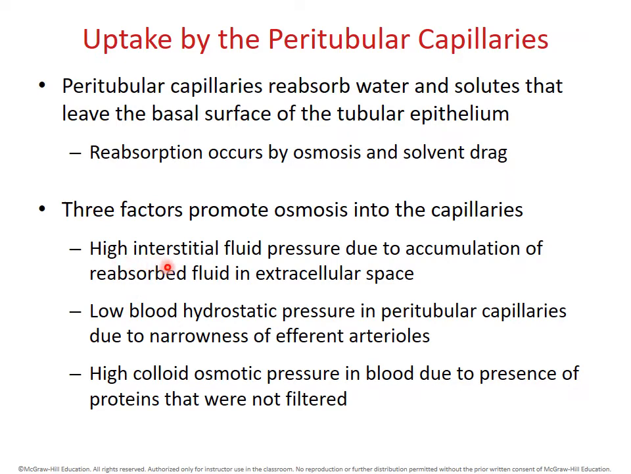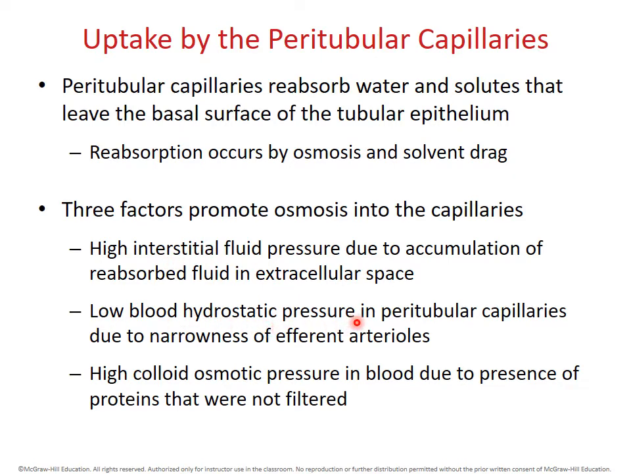There is high physical pressure, hydrostatic pressure, in the interstitial space because of the accumulation of the fluid in that extracellular space. So on the basal side, on the side of the basement lamina, we continue to accumulate materials that are being reabsorbed by these cuboidal cells. That creates a physical pressure in this extracellular space, and that high pressure can tend to push materials physically into the peritubular capillaries. So that's one factor.